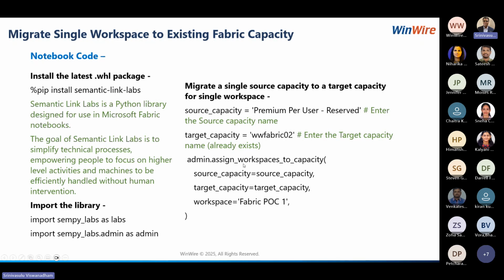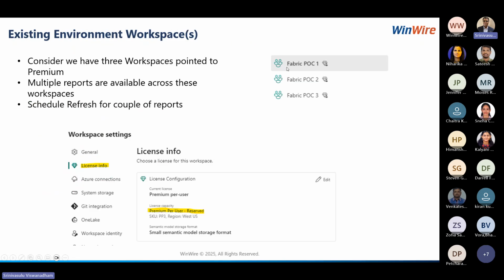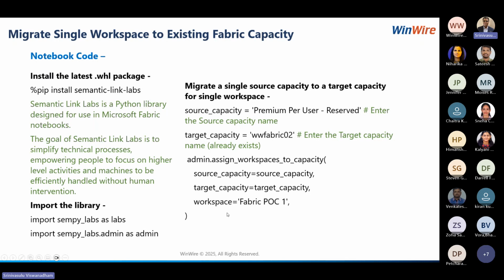And as part of your workspaces, all you have to do is give the workspace name as Fabric POC1, which we have done here. This is the workspace we are giving, right? Now the moment you execute this particular code, your Fabric POC1 workspace will be migrated from the premium capacity to the Fabric capacity. That is exactly what this code will do.